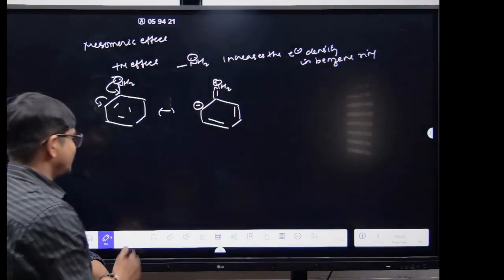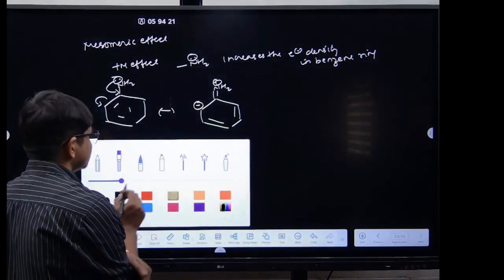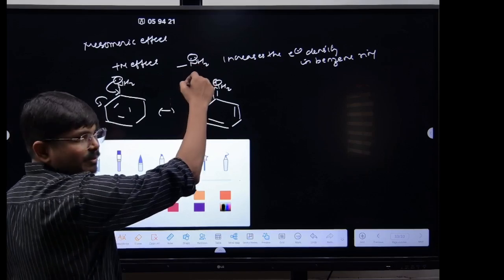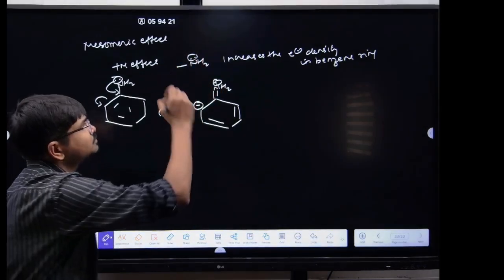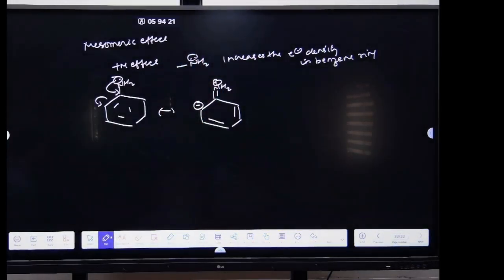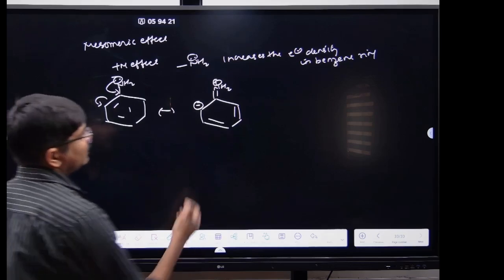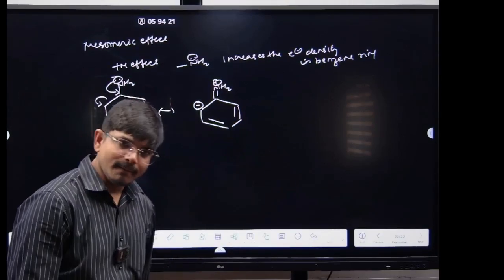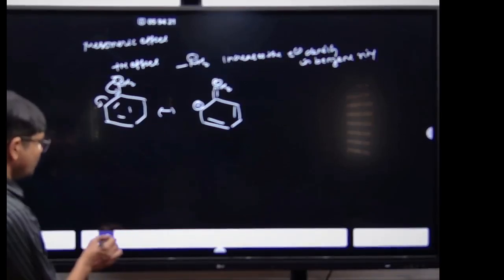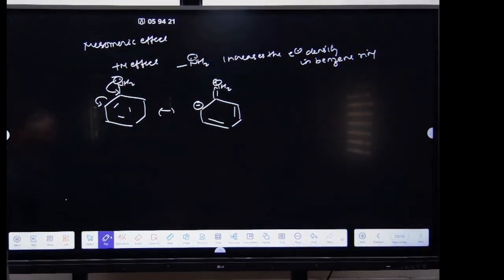So what is the criteria here for the +M effect? The group which is connected with the benzene must have a lone pair. If it has a lone pair, it will show the +M effect, where? At the ortho and the para position. So this is basically an ortho-para directing group.